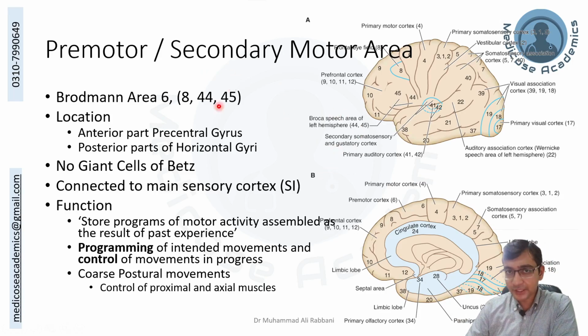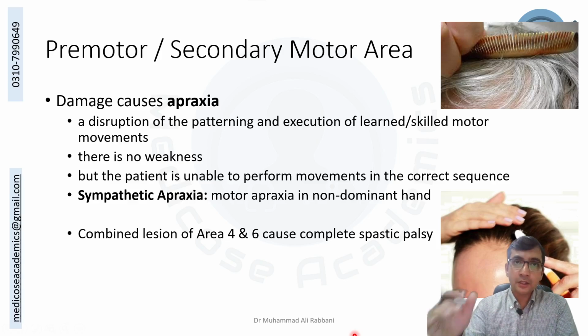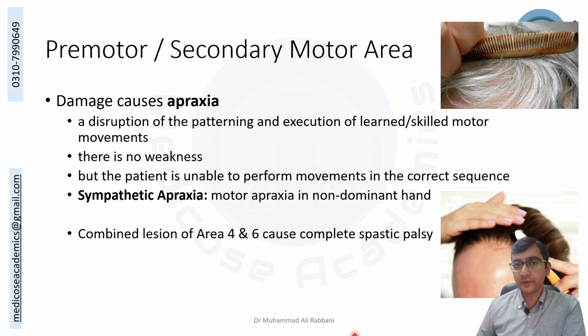And especially through the secondary motor area, postural movements of the axial musculature and such tones are maintained through this area too. If this particular part is damaged, you will not have any paralysis. The person will be able to move the limbs because the primary motor area is still functional. However, the learned activities, the programmed activities, will be affected. So that is called apraxia, inability to execute the learned or skilled motor movements.